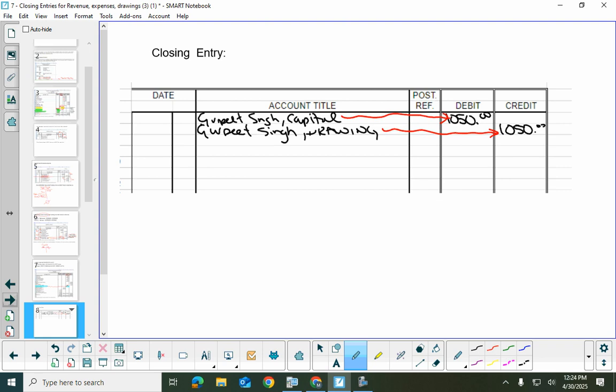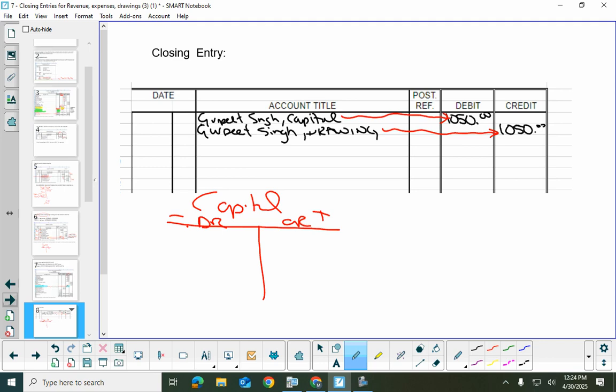Because remember, capital is money into the company that the owner makes. Drawings is money out of the company that the owner takes. So we have to subtract the drawings from the capital. Because again, remember capital, right? This is plus, this is minus. So by debiting capital, we're taking that money out of the company. So his company made 58.65, but the owner took out 1,050, so we have to take that off of the 58.65, off of the net income.